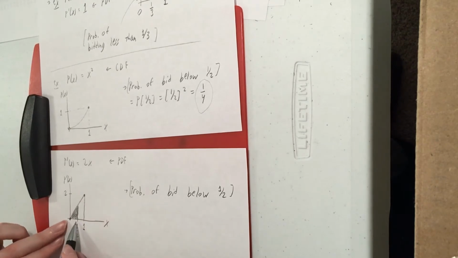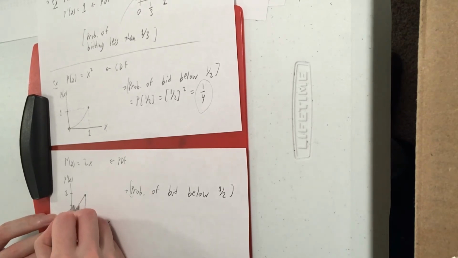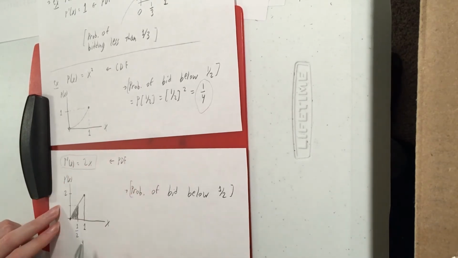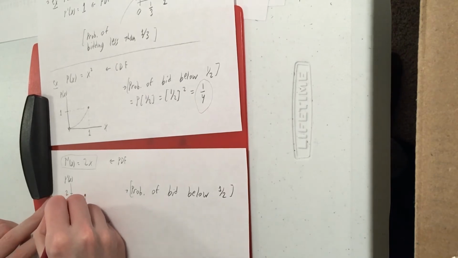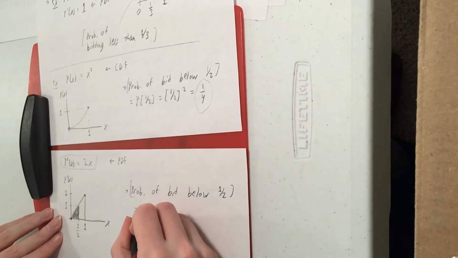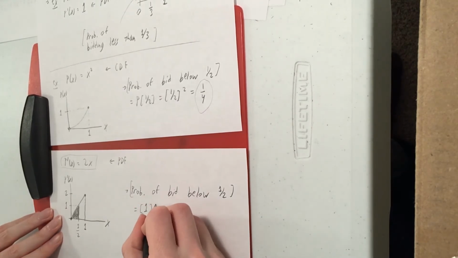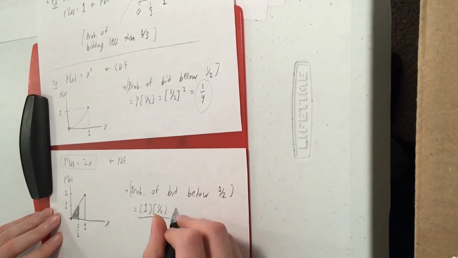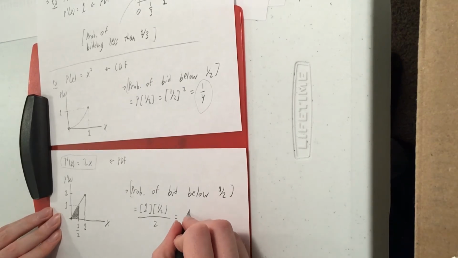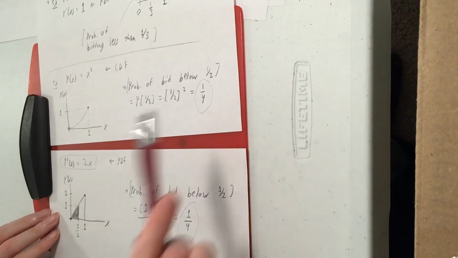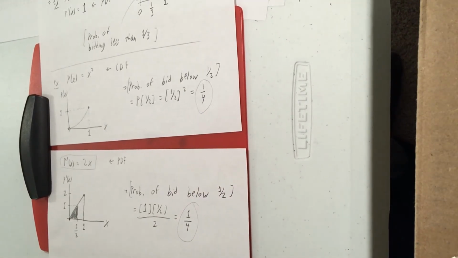So I know the base of my triangle. What's my height? Well, it's given by 2x. So if that's 1/2, this had better be 1. So base times height divided by 2, that comes out to 1/4 again. So 1/2 of 1/2 is 1/4. So again, you get the same answer either way. So the PDF and CDF give you different tools to get the same results.